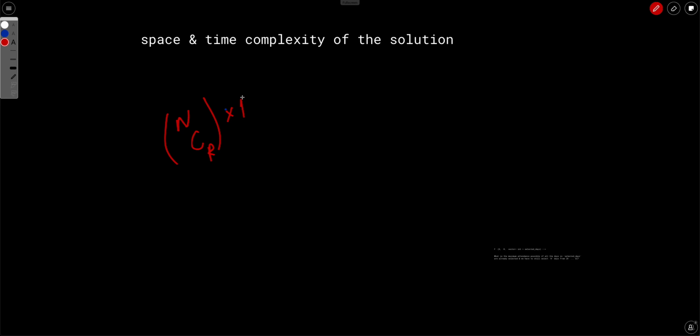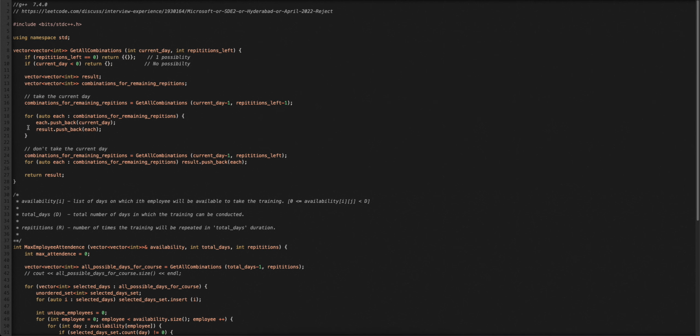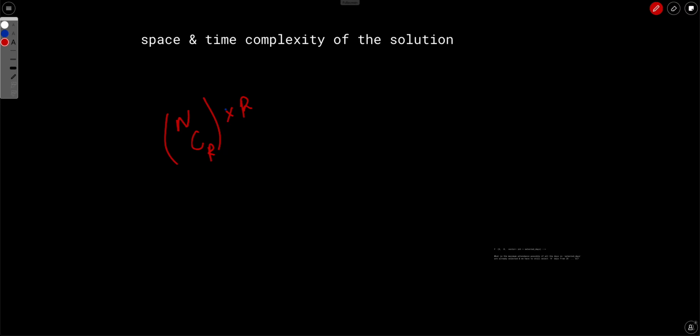multiplied by this r as well, because every time, if you see, we are also iterating over each of these arrays that we have found as intermediate arrays. That's where this r comes from. So if you talk in a brute force manner, this is an n factorial kind of solution, where n denotes the number of days, not employees. So this is the solution.